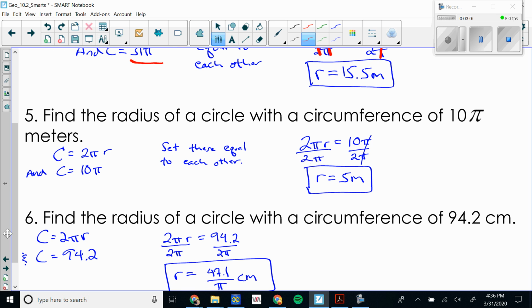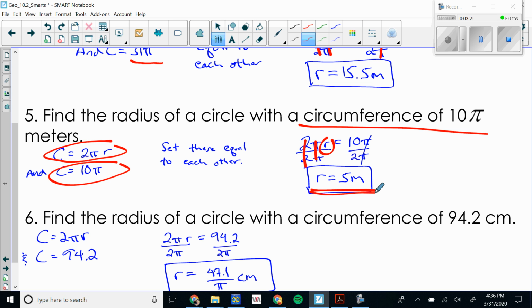Number 5 is very similar. Again, the original equation, c equals 2 pi r. The one that they give us in the directions is circumference of 10 pi. So again, set those two equal to each other. And 2 pi r equals 10 pi. Again, the 2 pi's will cancel. You're left with the radius, which is what you want. 10 divided by 2 is 5, so this gives you a radius of 5 meters.